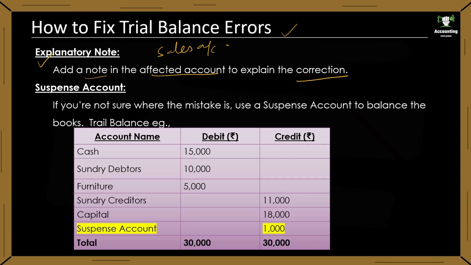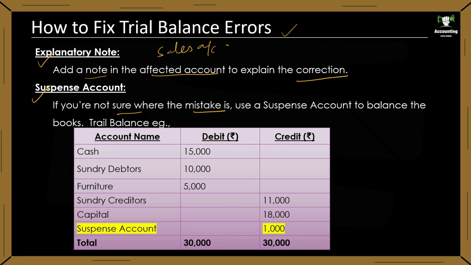Okay, like that. Next, suspense account. If you are not sure where the mistake is, you are not able to find the mistake, and you have come to the end of the year, that is 31st March, you have to close the books. Then what will you do? You have to compulsorily close the books on 31st March, and still there is a discrepancy. There should not be any discrepancy while preparing the trial balance, right? Because we are following the double entry system of accounting. In the double entry system of accounting, for a debit there will always be an equal credit, right?